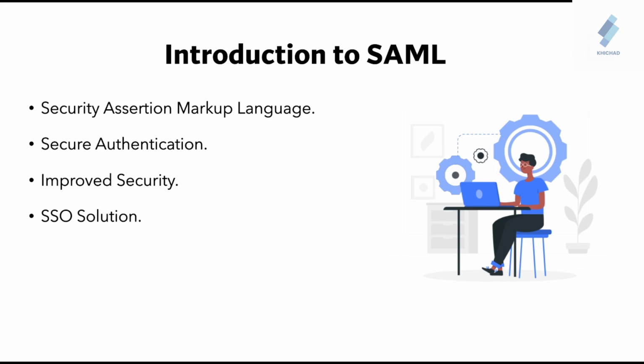Introduction to SAML. Security Assertion Markup Language, that is called SAML, is an XML-based standard for exchanging authentication and authorization data between parties, primarily used for single sign-on authentication. SAML enables secure communication between identity providers and service providers in a distributed computing environment.